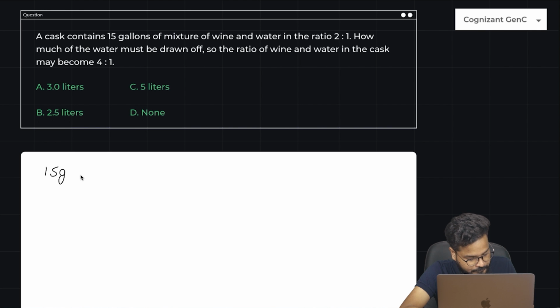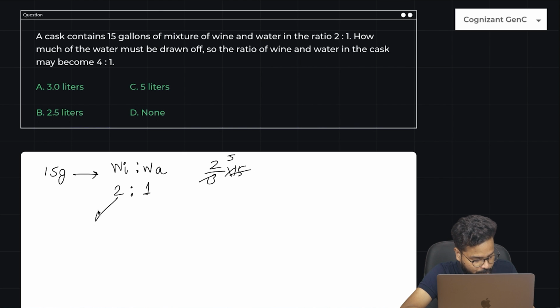Okay. 15 gallons, wherein we have wine is to water in the ratio of 2 is to 1. So how much is wine, guys? 2/3 of 15. You should be able to do this orally, but I'm still trying to help you guys out. So wine would be 10 gallons. So water would be 5 gallons.